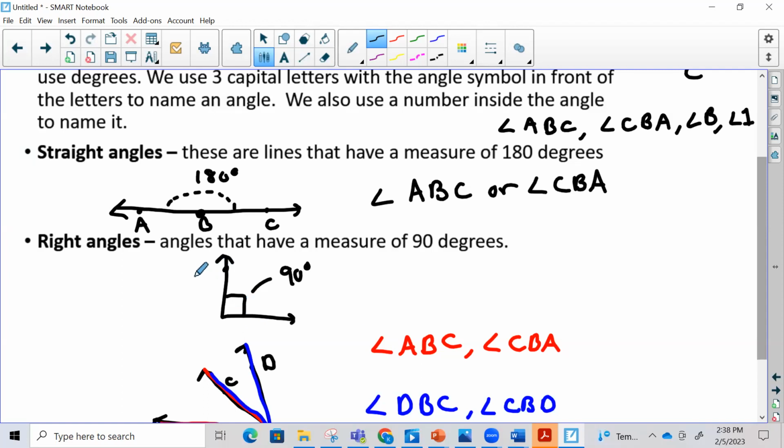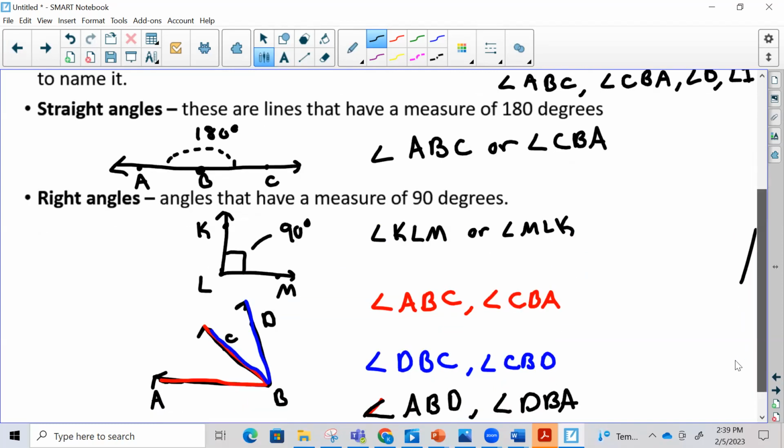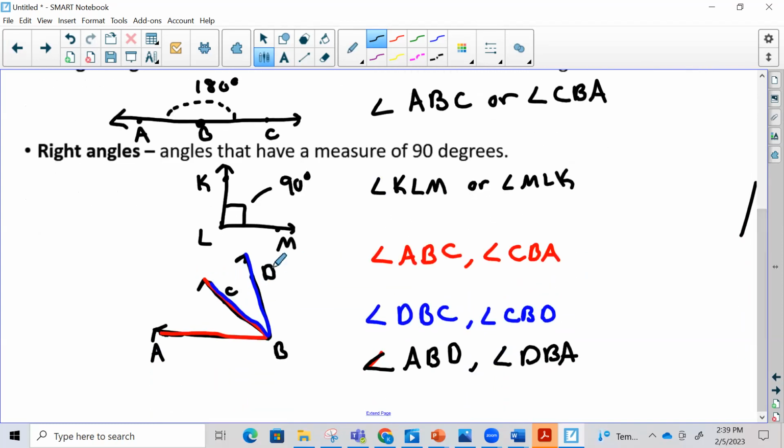Again, if I were to name it, I'll just use different letters like K, L, M. I would either start with K and M to name it, so I would say angle KLM, or I could name this one angle MLK. And that's a right angle. And then this is my other example.